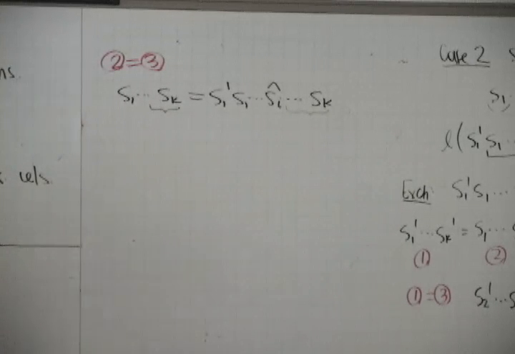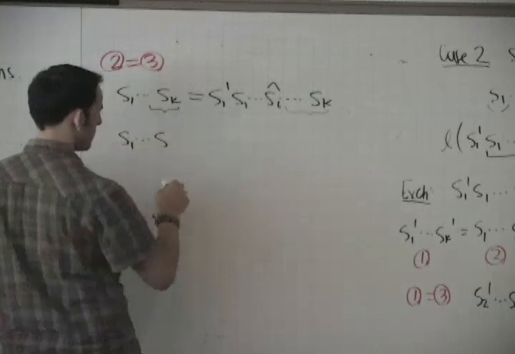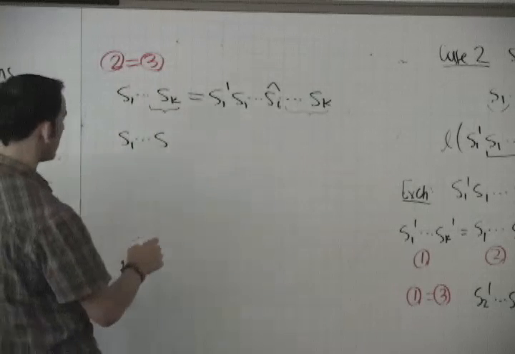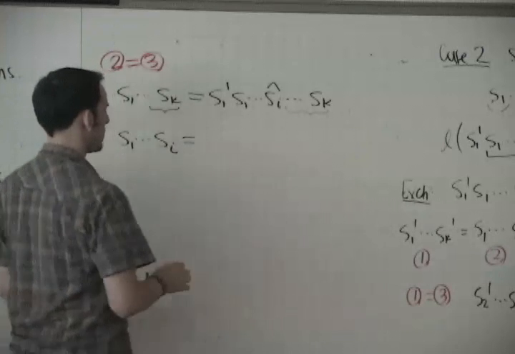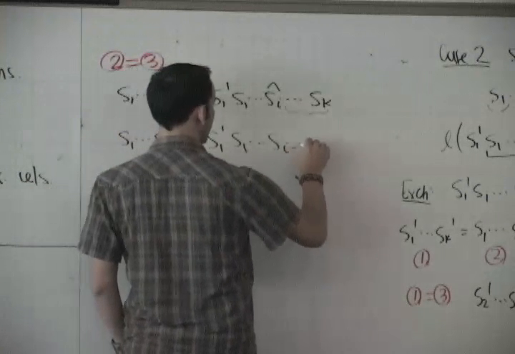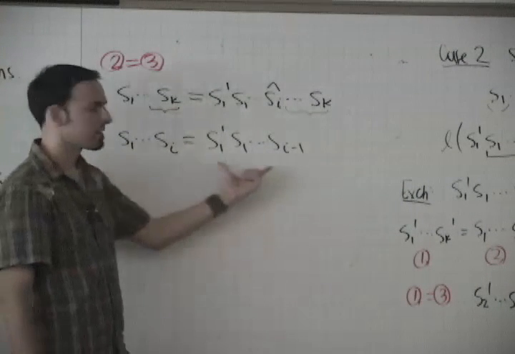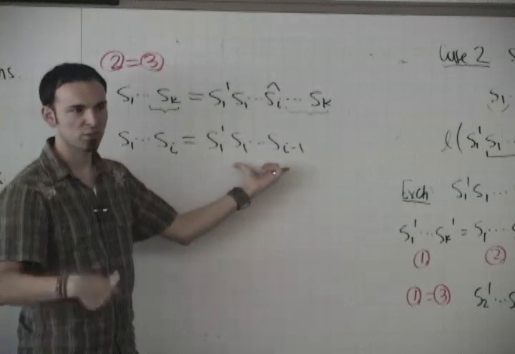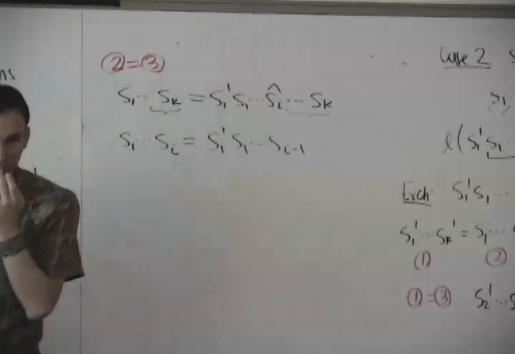Yeah? So this is equivalent to saying S1 up to S, where should I stop? I, right? Because I'm getting rid of Si plus 1 up to Sk, so I should stop at i. This is equal to S1 prime, S1 up to Si minus 1. And that's a shorter relation. This has length i, this has length i. It's shorter, so I prove it using Coxeter relations. And then I just multiply by the same thing on the right on both sides. Okay.